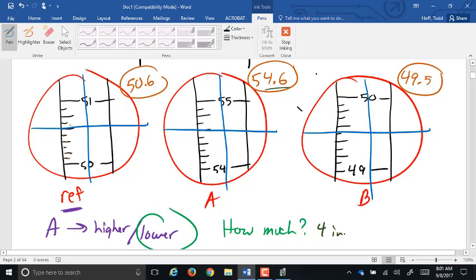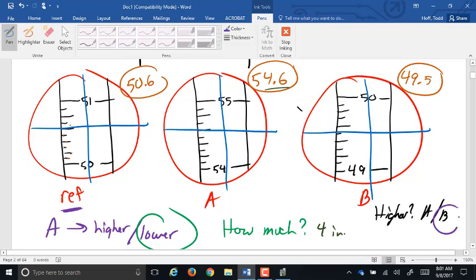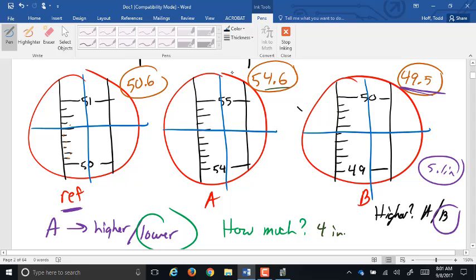I might ask, which is higher, A or B? B is higher because it's a smaller number. I could ask the difference there too, and you just subtract them, right? What'd you give me? 5.1 inches would be the difference? Okay, you guys can handle that, I'm sure.